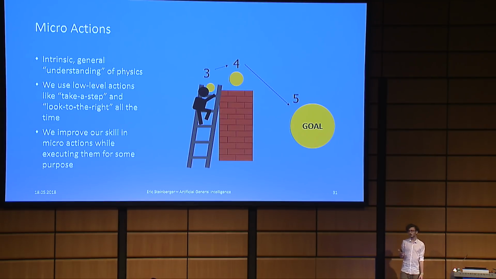We understand that, and we learn to improve our micro actions while we execute them, no matter what the macro problem is. Doesn't matter whether you climb a wall or whether you walk, whatever. You improve your physical micro actions. And we also have an intuitive understanding of physics because of that. Otherwise, I'd just fall over right now.